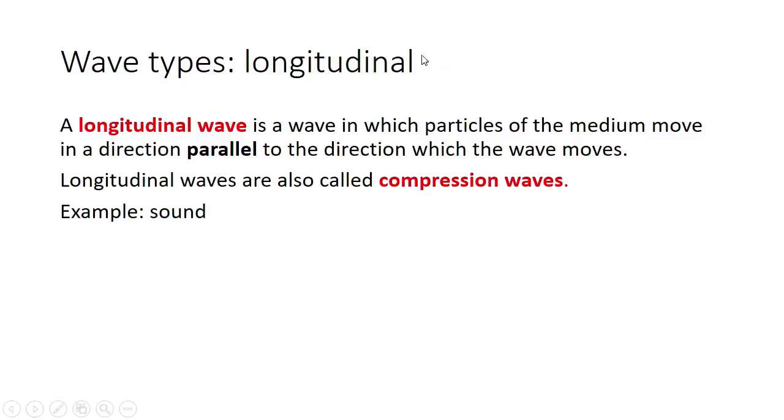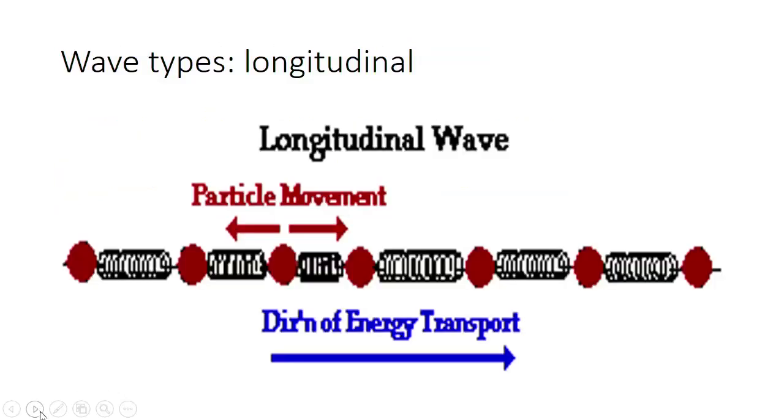Now we come to the second type of waves, which is a longitudinal wave. If you are asked to define it, a longitudinal wave is a wave in which particles of the medium move in a direction parallel to the direction of the wave motion. These are also called compression waves. A very good example of a longitudinal wave is sound waves, because they are always in compression. And here we have a diagram showing a longitudinal wave example.